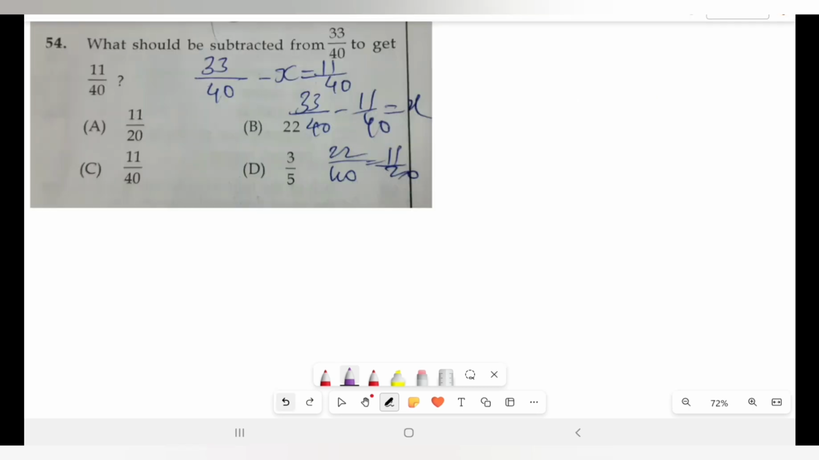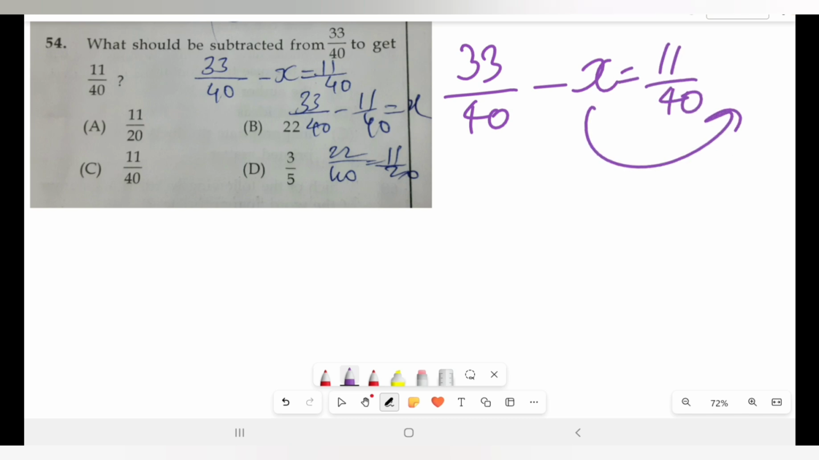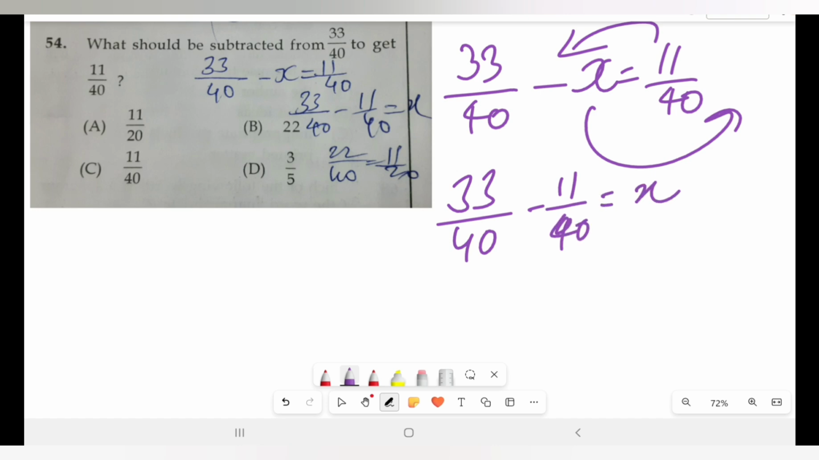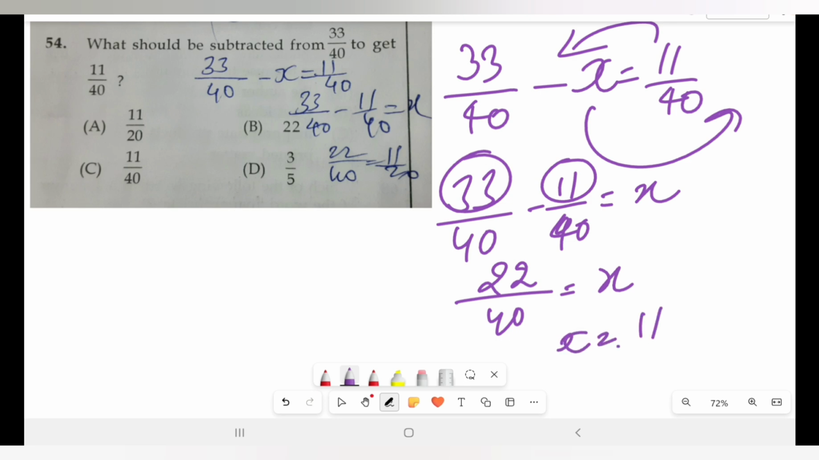In this question, what should be subtracted from 33 divided by 40 to get 11 by 40? What should be subtracted, let us say x. So 33 by 40 minus x is equal to 11 by 40. So transfer x to this side and transfer 11 by 40 to the left hand side. So 33 divided by 40 minus 11 by 40 is equal to x.